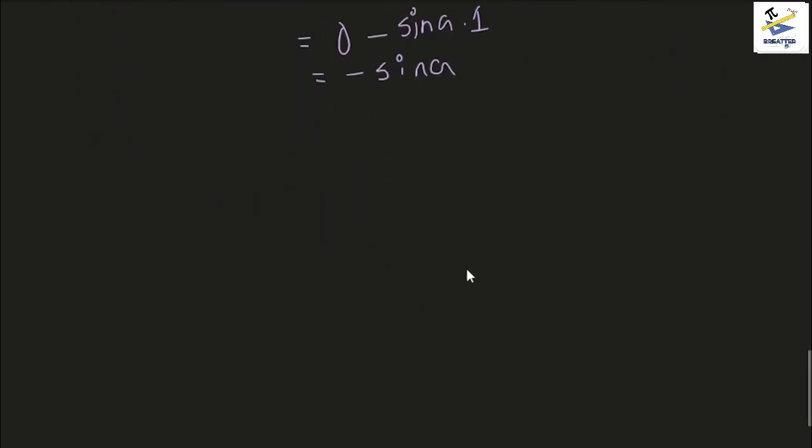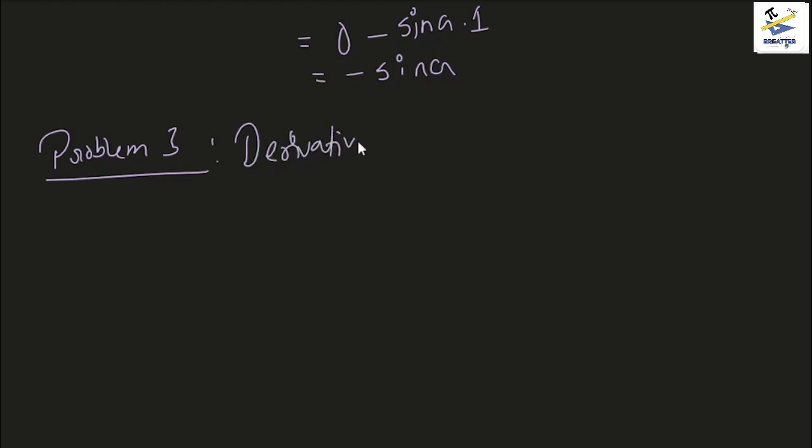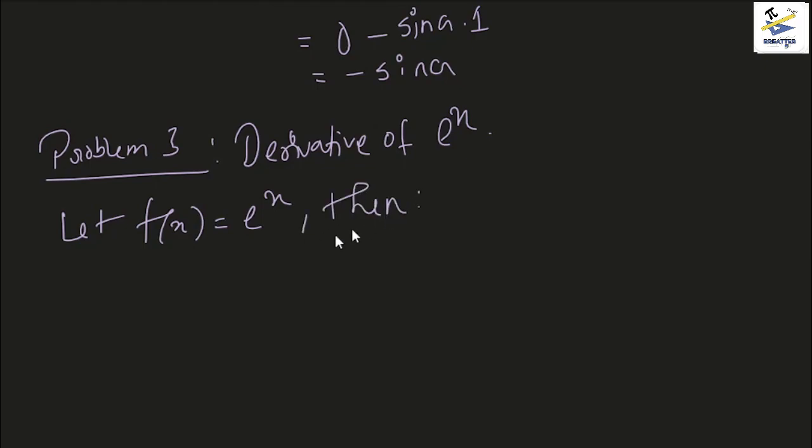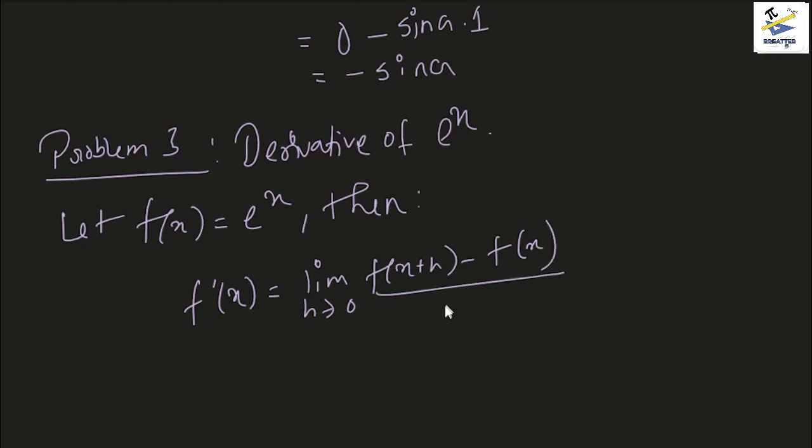A third example now could include the derivative of e to the power x. So let f of x equals e to the power x. Then let us evaluate the derivative at the point x itself. So what we are going to do is we are going to write it like this: limit h tends to 0 of f of x plus h minus f of x divided by h.